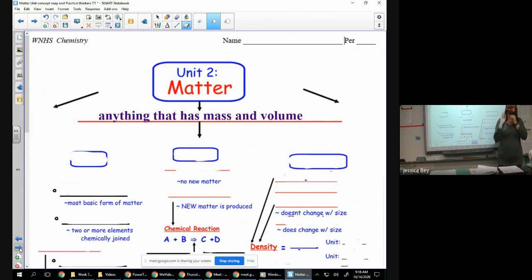Then, at the very beginning of the unit, we talked about 3 different pieces or parts of matter. We talked about the types of matter, the changes matter can undergo, and the properties that matter would have. Okay, awesome.